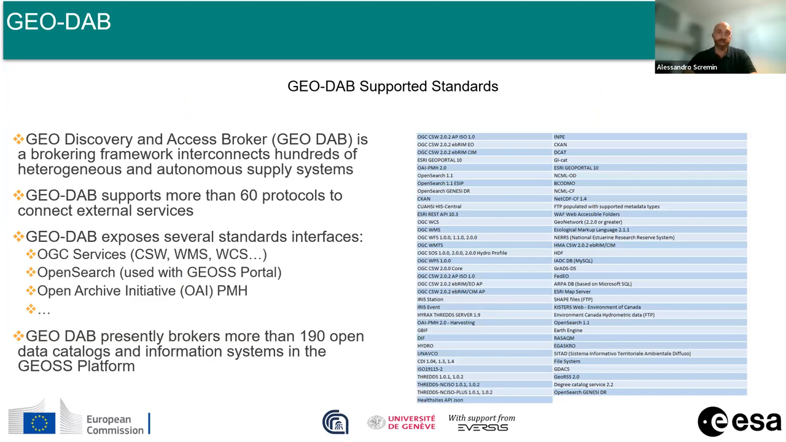The advantage and the power of the brokering system is that it's not supporting only one standard or a few standards, but it adapts to other standards. So we are in close contact with the data provider that requests to share the data, and we try to understand the way to interface with those catalogs and portals. For example, now we are able to support more than 60 protocols to connect external services.